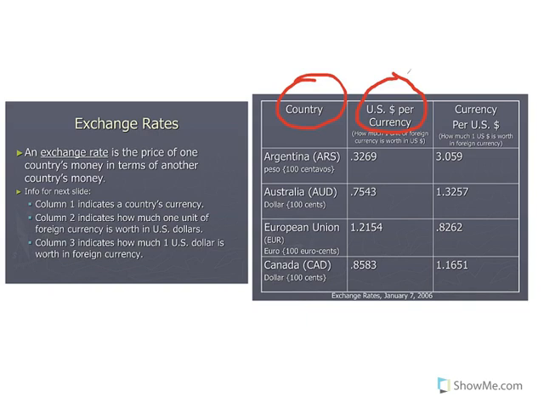Notice that for the Australian dollar, it says 0.7543. So again, we would round that to 75 cents. So we would need 75 cents to buy 1 Australian dollar. The euro is 1.21, so we would round that to $1.22. So we would need $1.22 in US dollars to buy 1 euro, according to this exchange table. And then for Canada, the exchange rate is 0.8583, so we would round that to 86 cents. So now we know we need 86 cents to purchase 1 Canadian dollar.